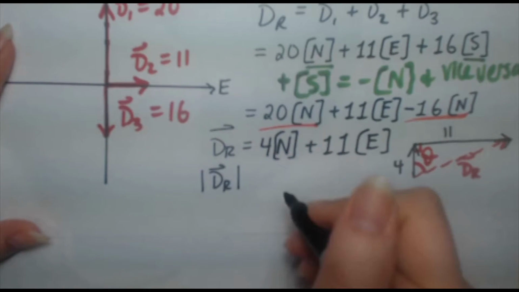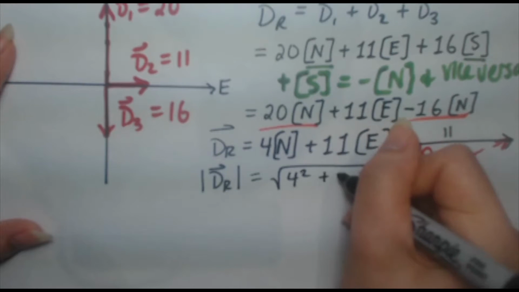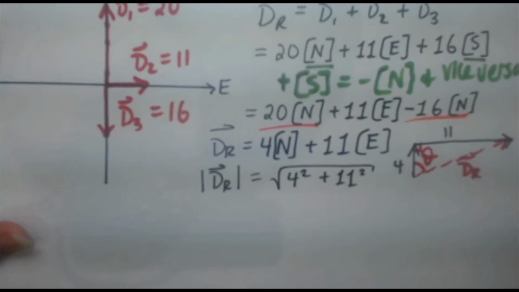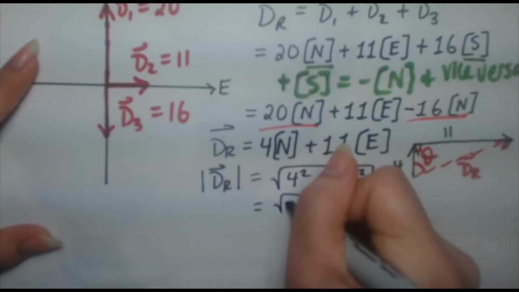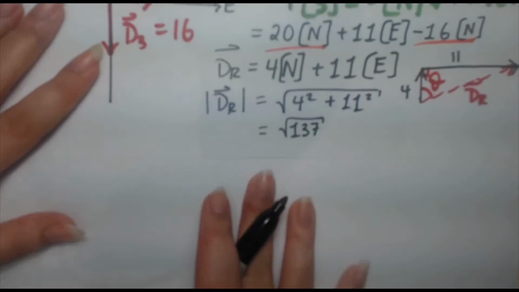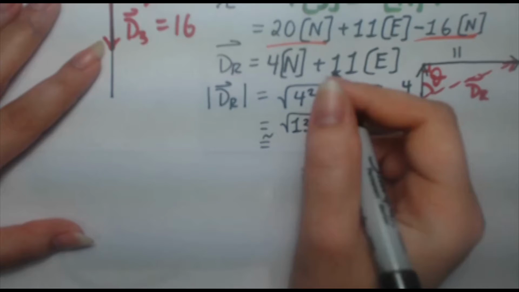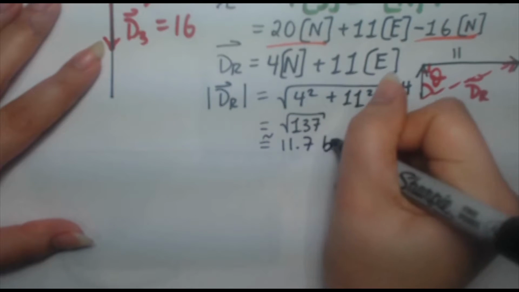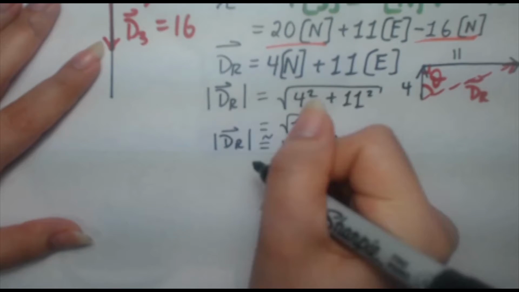So therefore, the absolute value of dr is equal to the square root of 4 squared plus 11 squared. Okay, so 4 squared plus 11 squared is 137. So therefore, dr is equal to the square root of 137, which when you work it out, it's approximately 11.7 blocks. So that's our absolute value of the displacement.